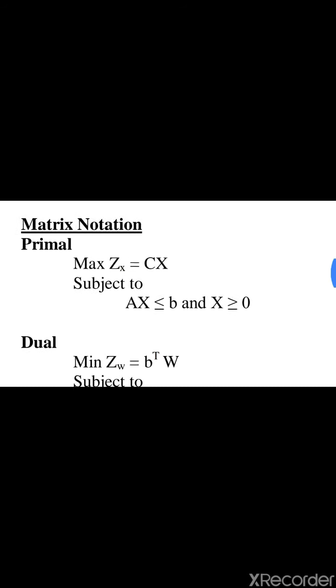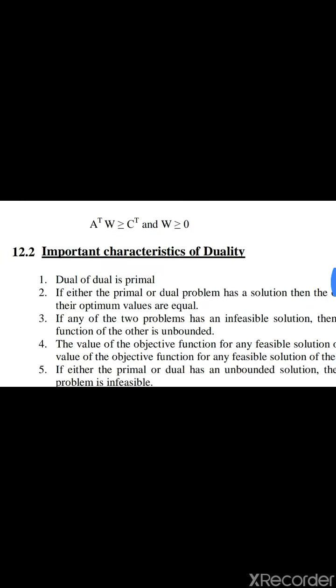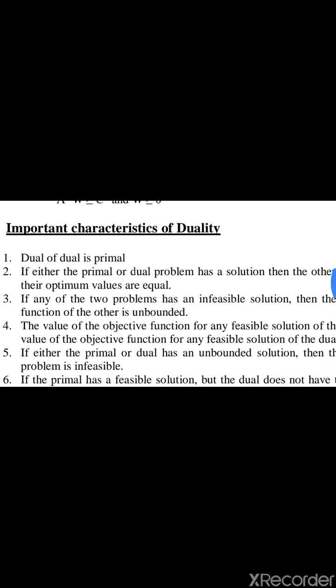The main difference is instead of maximum it will be minimum, and instead of x1, x2 variables here you have w1, w2. W1, w2 are nothing but they are called as dual variables. So this is about how a dual problem looks like. Now we will go through the characteristics of duality, which is very important.